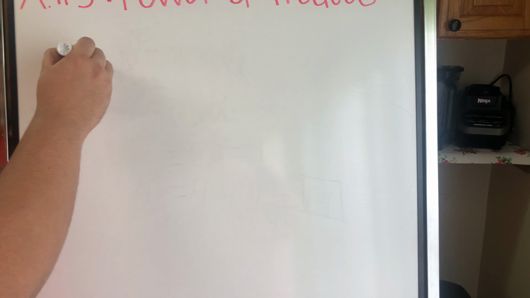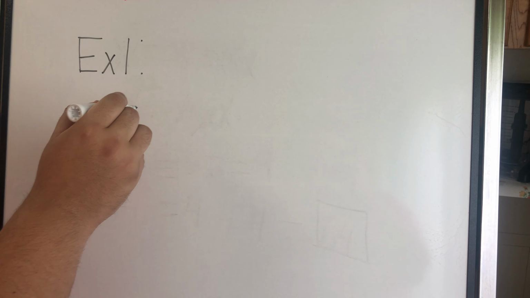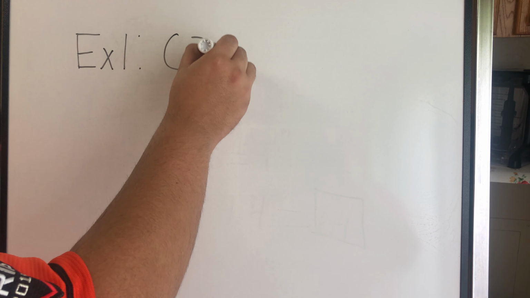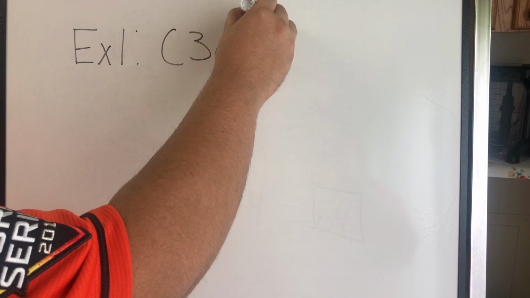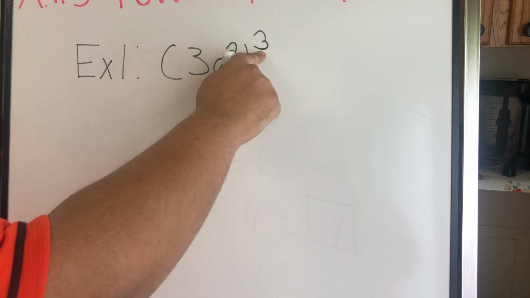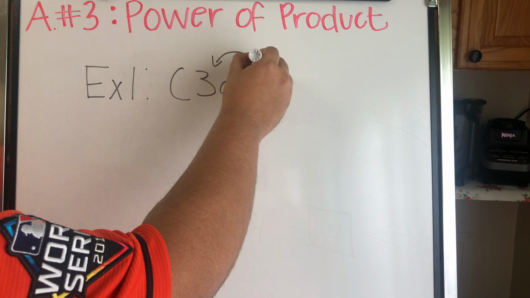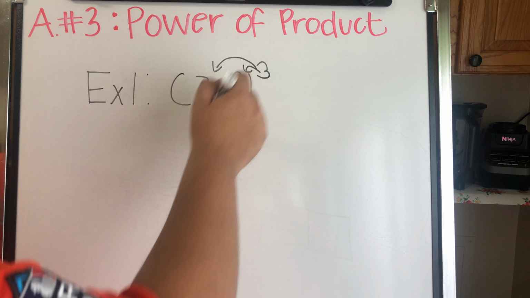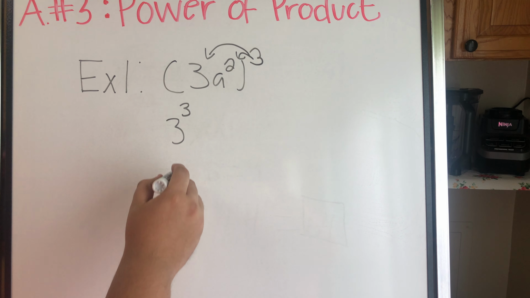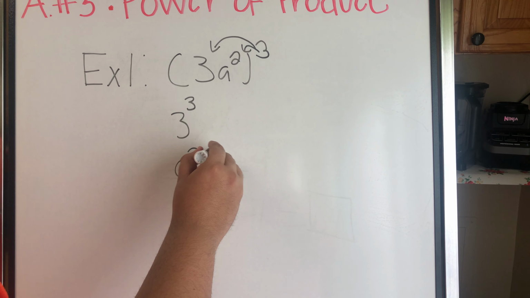Now, example problem number 1. Let's say we have 3a squared, and it is being raised to the power of 3. Since we have an exponent on the outside, that means I have to distribute it to the inside. That means multiplication. So this is going to turn into 3 to the power of 3, or 3 cubed, and then a to the 2 times 3.